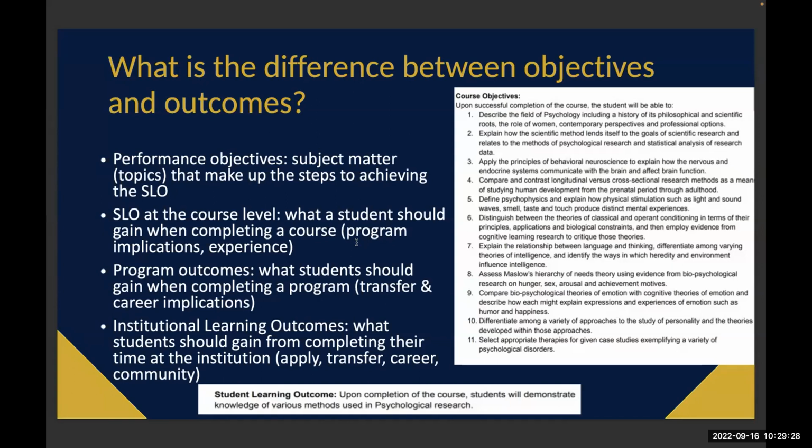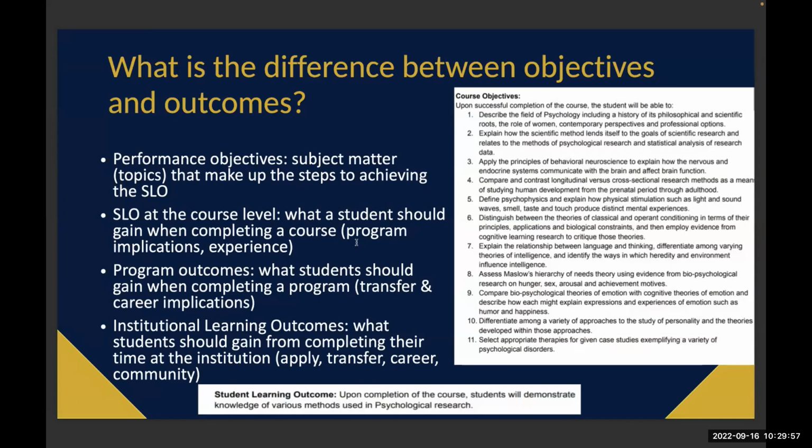Okay, what program implications does it have? What experience will they have from this? And it really helps to build up to the program outcomes. And the program outcomes are really there for what students should gain when completing their program, whether it's to transfer or for career implications. Okay, so with that, the student learning outcomes and program outcomes really work together to create the institutional student learning outcomes.